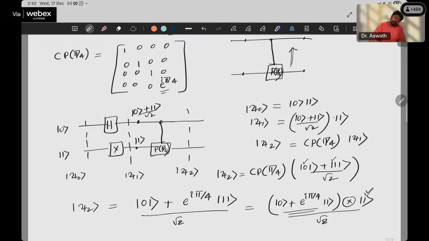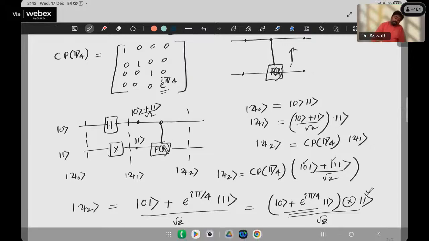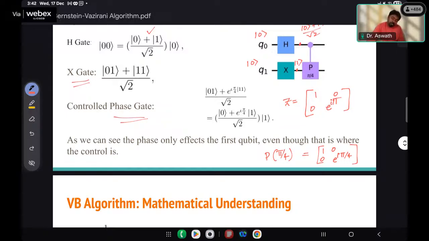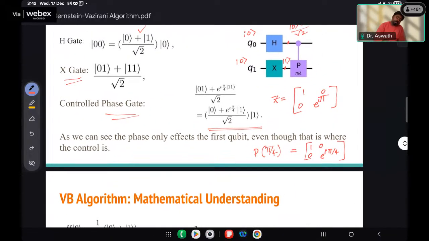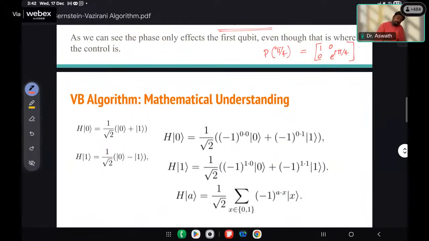The phase of exponential i pi by 4 travels from bottom to the top, from target to the control. Okay, so that is what I meant here in this case. Very important. Fine. So only the phase affects the first qubit, even though it is a control.